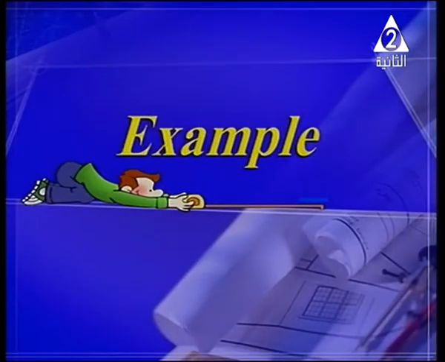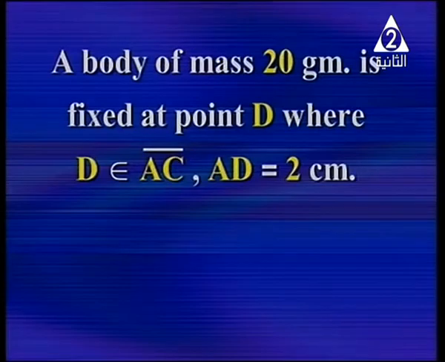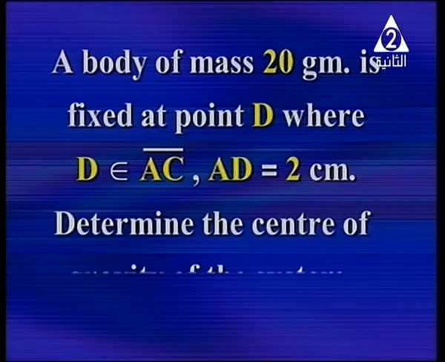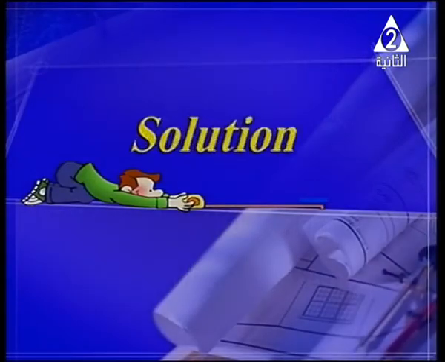Example. Dear student, a uniform fine lamina of mass 180 gram is in the shape of an equilateral triangle whose side length is 6 centimeter. A body of mass 20 gram is fixed at point D, where D belongs to AC and AD equals 2 centimeter. Determine the center of gravity of the system. Look at the solution.